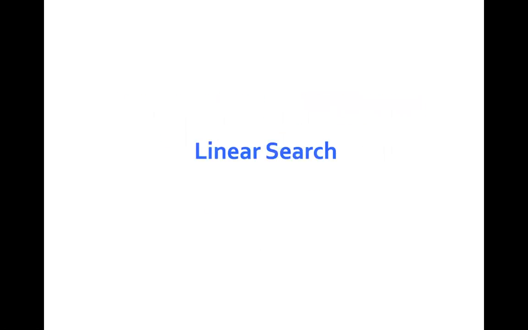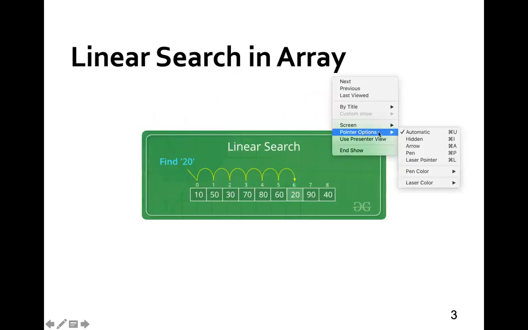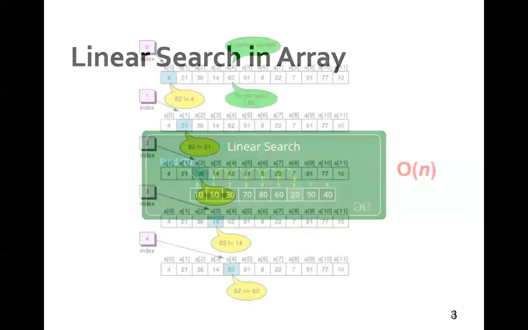So the first is linear search. Let's say you have an array of elements, and let me use a laser pointer. What you will do is write a for loop: whether 20 equals 10, whether 20 equals 50, whether 20 equals 30, until you find it's here. So you return this position, maybe position 6, so that you can later access this element or change its value.